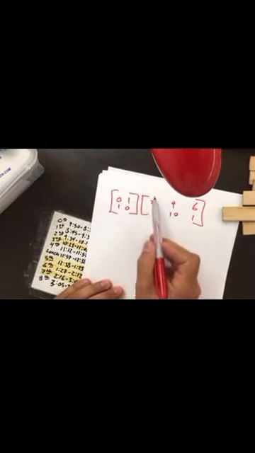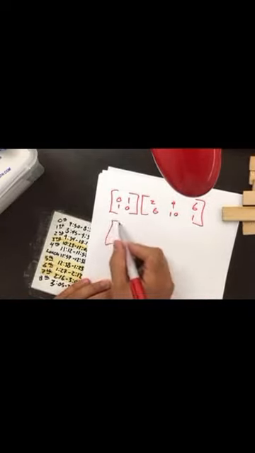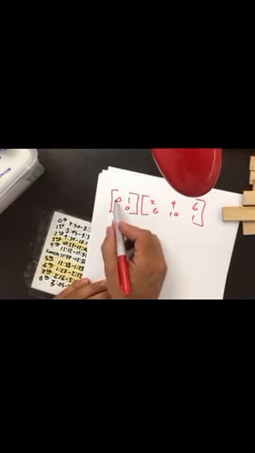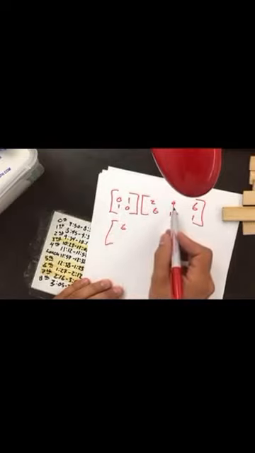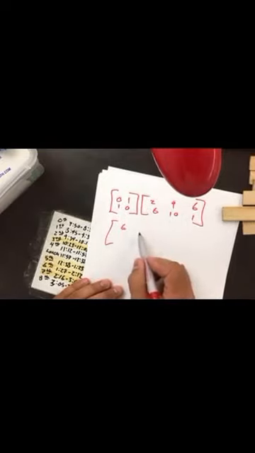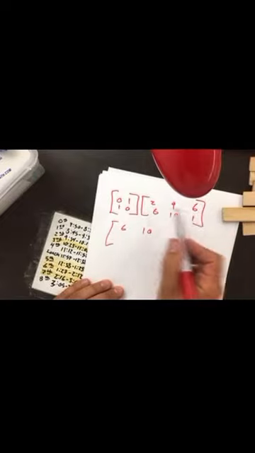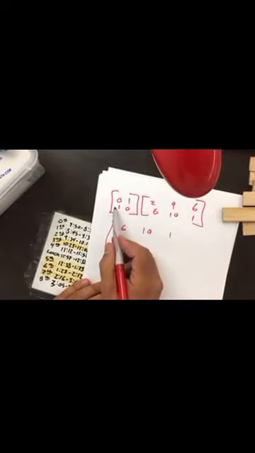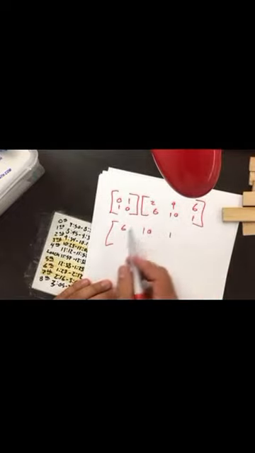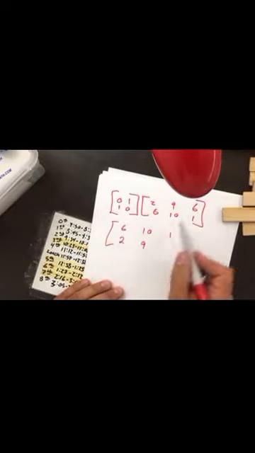So when I multiply this row times this column, I get 0 times 2 is 0, 1 times 6 is 6. This row times this column, 0 times 9 is 0, 1 times 10 is 10. This row times this column, 0 times 6 is 0, 1 times 1 is 1. This row times this column, 1 times 2 is 2, 0 times 6 is 0. 1 times 9 is 9, 0 times 10 is 0. 1 times 6 is 6, 0 times 1 is 0.